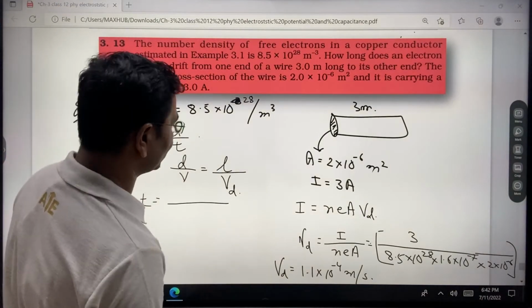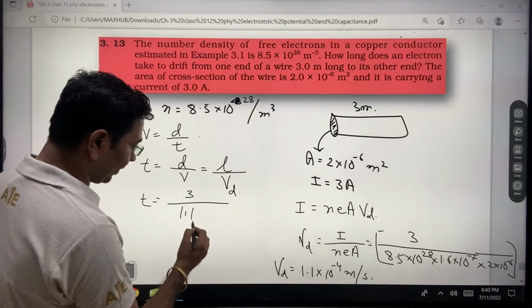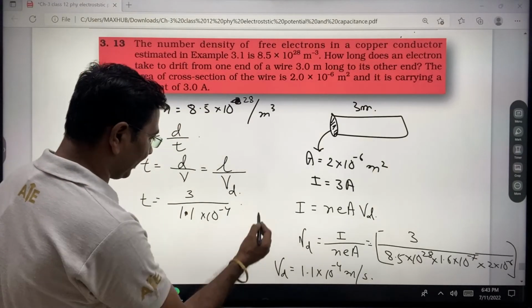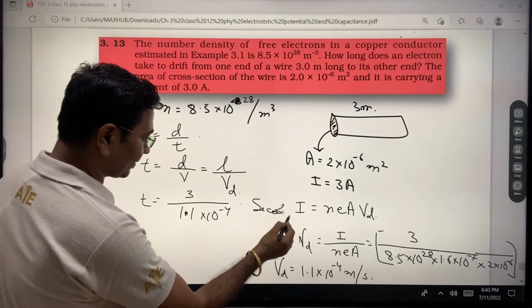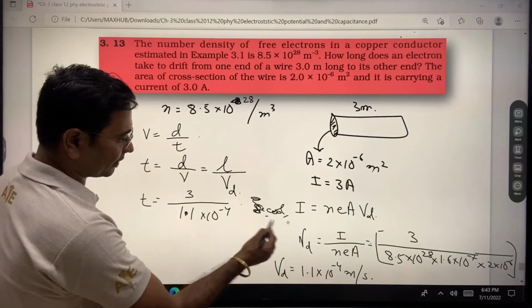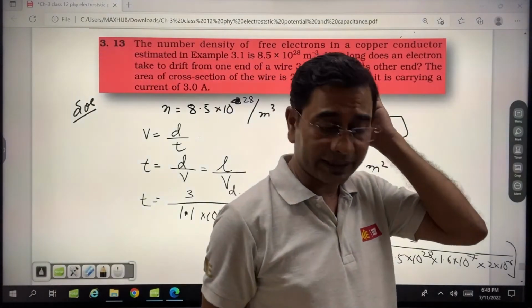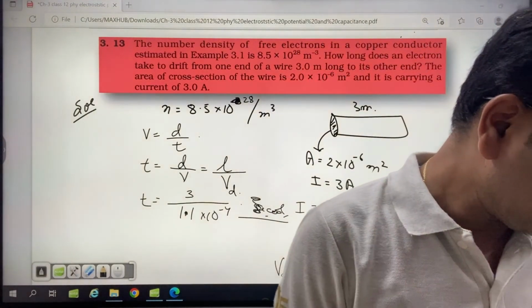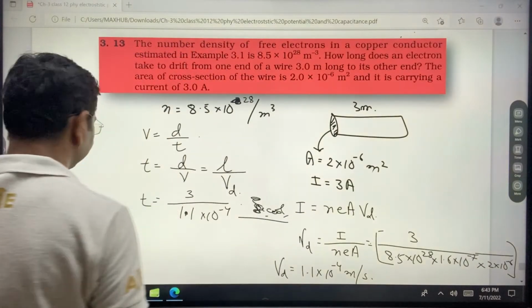Here is my length which is 3 meters divided by 1.1 into 10 to the power minus 4. So you can see the time in seconds, small s. Okay. So you can get your result in seconds. It is a very large value, so you can convert it to hours. So this is an important point.